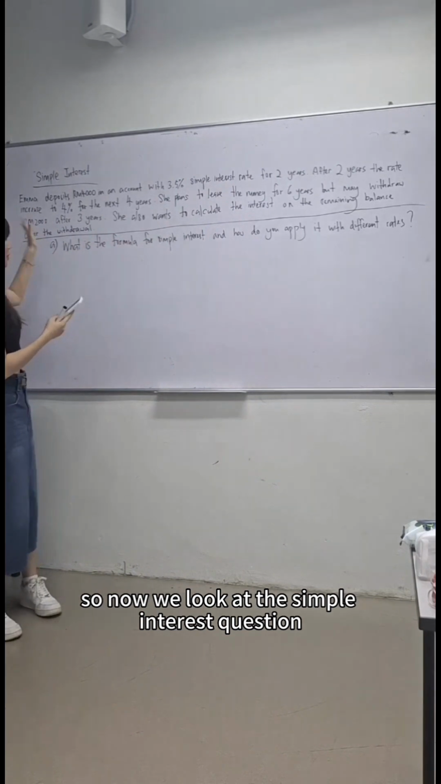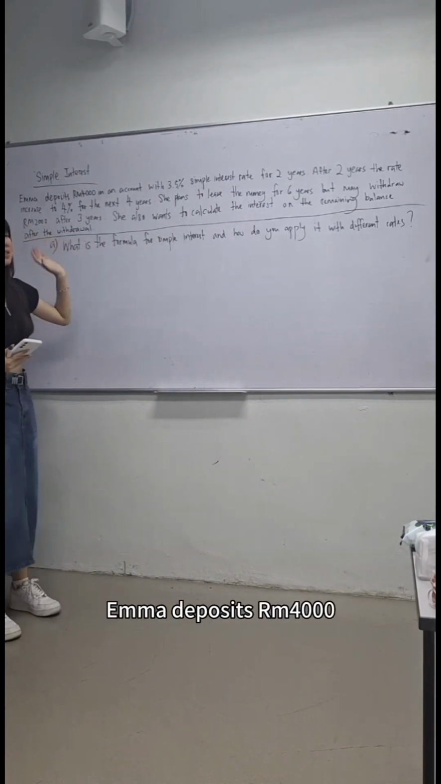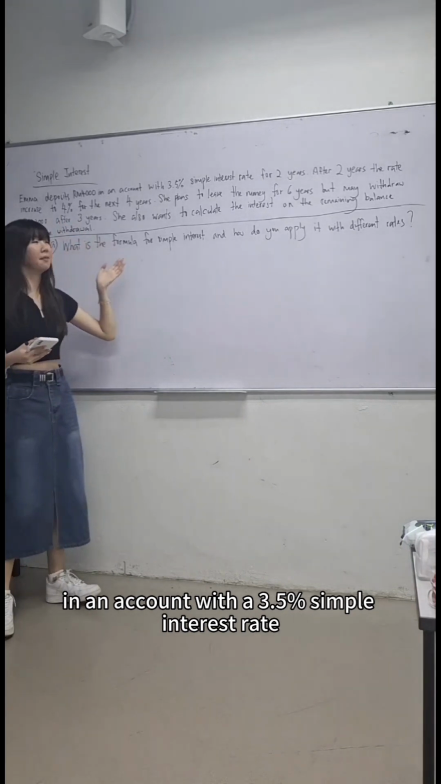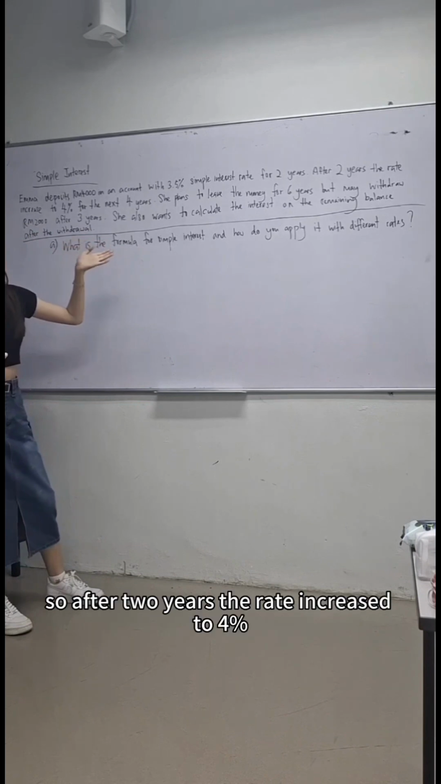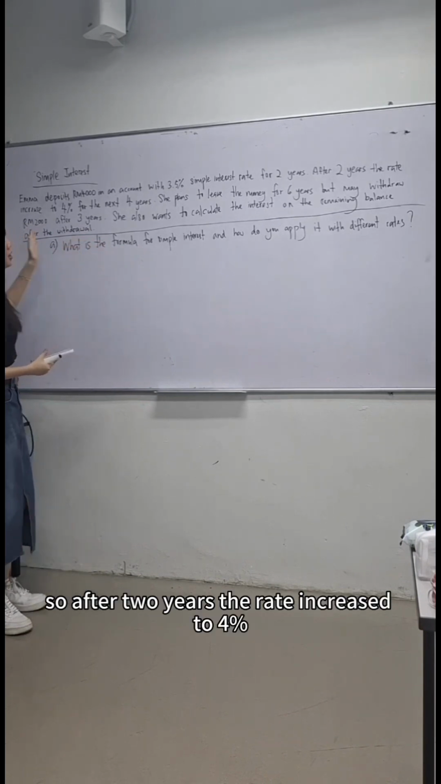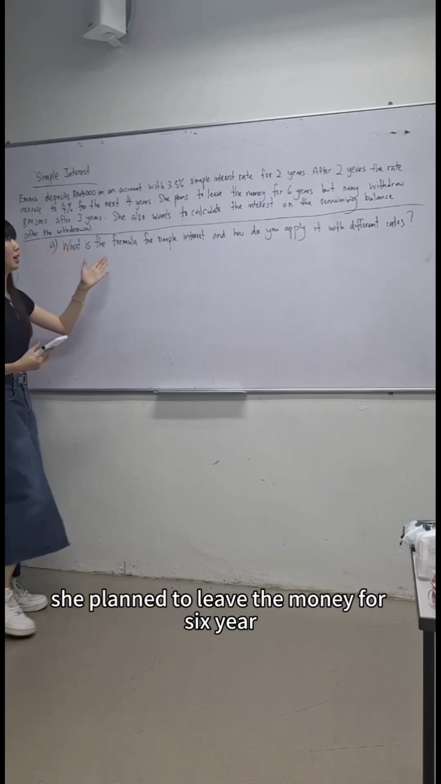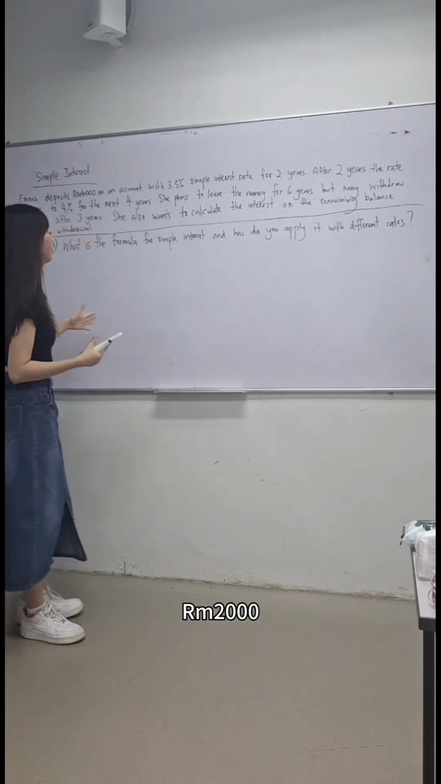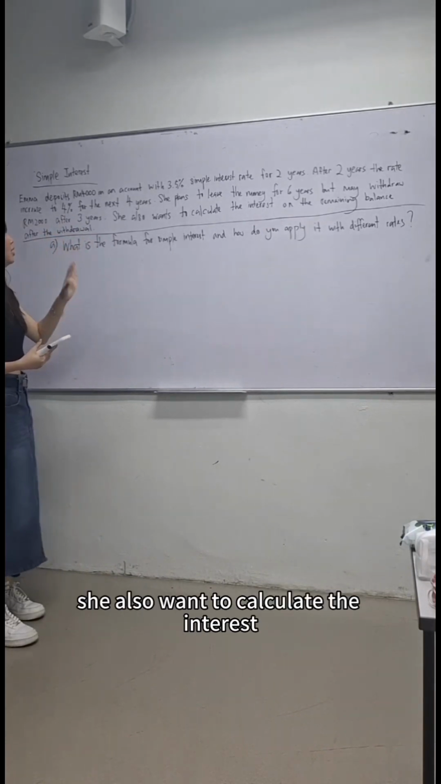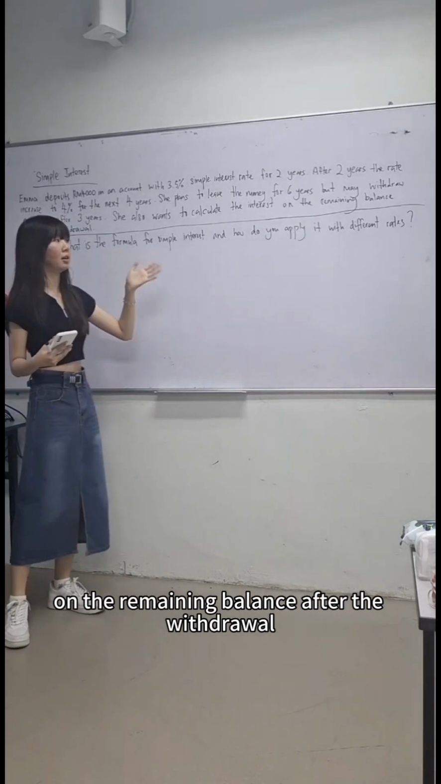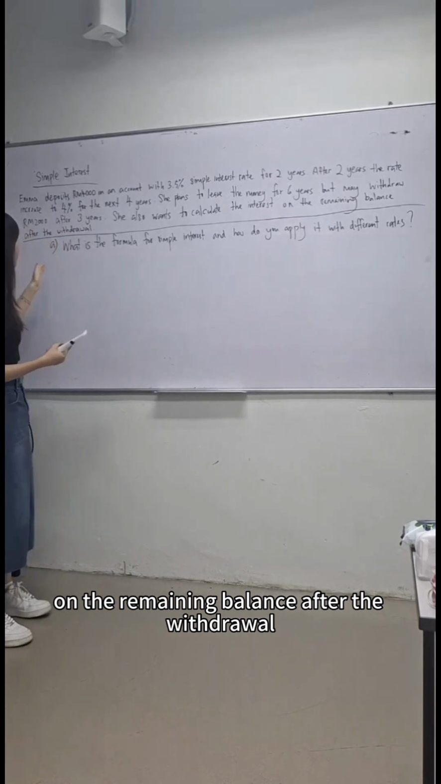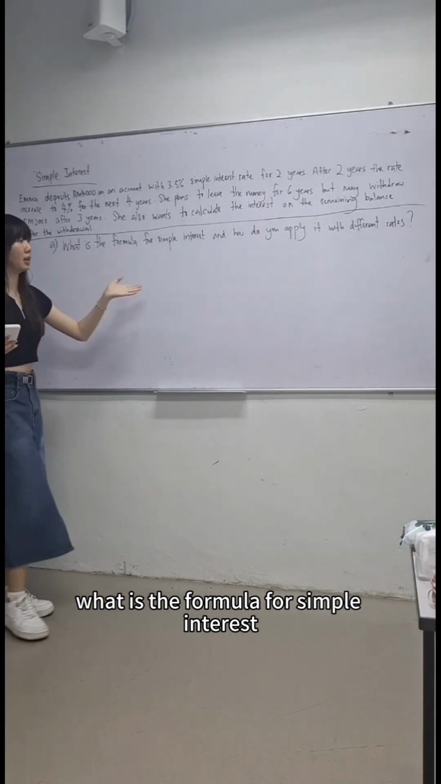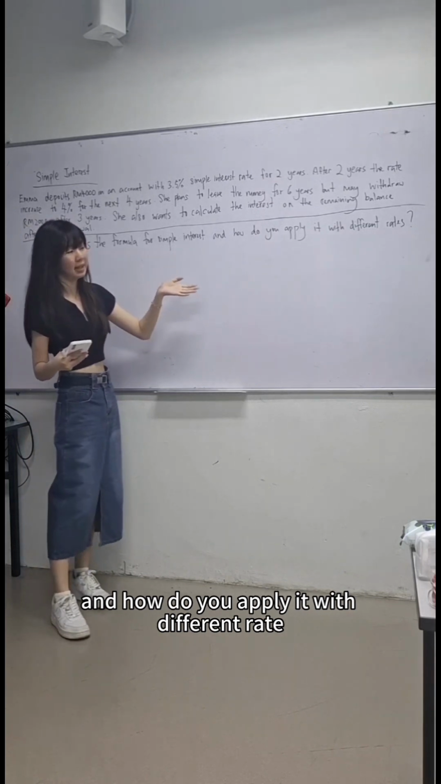So now we look at the simple interest question. The question is, Emma deposits 4,000 ringgit in an account with a 3.5% simple interest rate for 2 years. After 2 years, the rate increased to 4% for the next 4 years. She planned to leave the money for 6 years but may withdraw 2,000 ringgit after 3 years. She also wants to calculate the interest on the remaining balance after the withdrawal. So question A is, what is the formula for simple interest and how do you apply it with different rates?